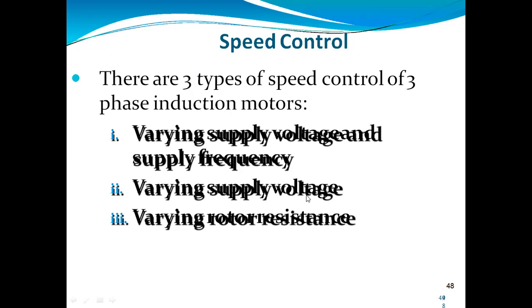If you get these equations, you can explain any method. You only need these equations: Ns equal to 120 F upon P, N equal to Ns(1 minus S), and the torque equation T equal to 3 upon 2 pi Ns into E2 square R2 upon R2 square plus S x2 square. With these equations you can solve the numericals and you will get the speed control methods also. So we can see them one by one.